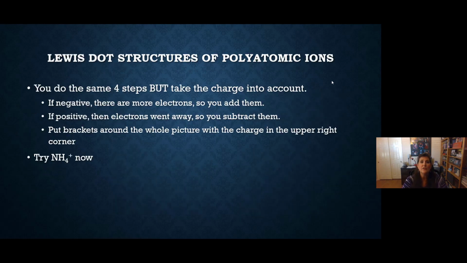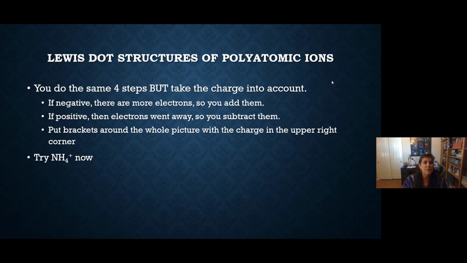We're now going to do Lewis dot structures for polyatomic ions. Everything's the same, but they are going to have a charge because it's an ion. Polyatomic means more than one atom with a charge, ion. If the polyatomic ion is negatively charged, that means it gains some electrons, so we have to add them in. If the polyatomic ion has a positive charge, that means some electrons went away, so we need to subtract them. We're going to put brackets around the whole thing with the charge in the upper right corner.